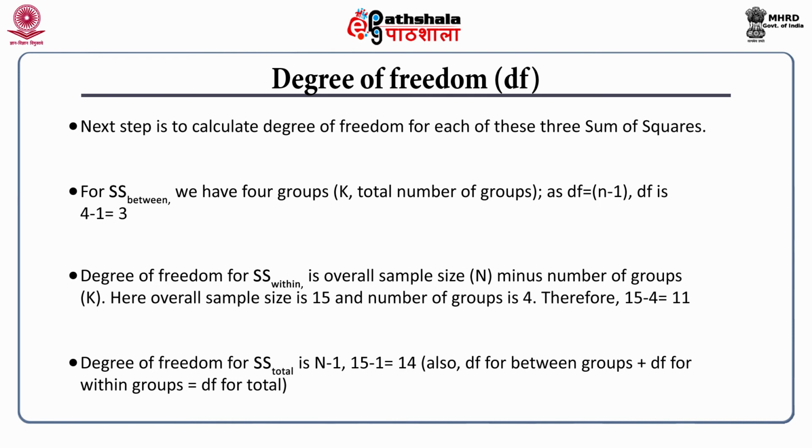Finally, degree of freedom for SS total is the total sample size minus 1, that is n minus 1, 15 minus 1, 14. Also, degree of freedom between group plus degree of freedom within group, as you can see, 3 plus 11 is also 14. So there are two ways to calculate the same statistic, the degree of freedom.